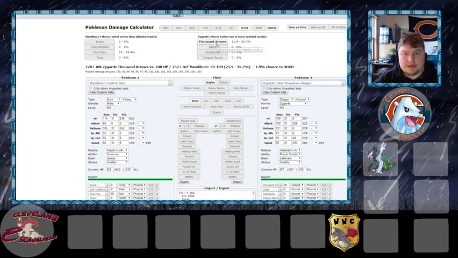base, I'm doing that, that's all his Thousand Arrows is really doing. 21 to 29, so he has to Dragon Dance up. And he has to get to like plus 5 to beat me. Might be plus 6. Yeah, he's got to get to plus 6 to potentially OHKO me. 18% chance to OHKO me.